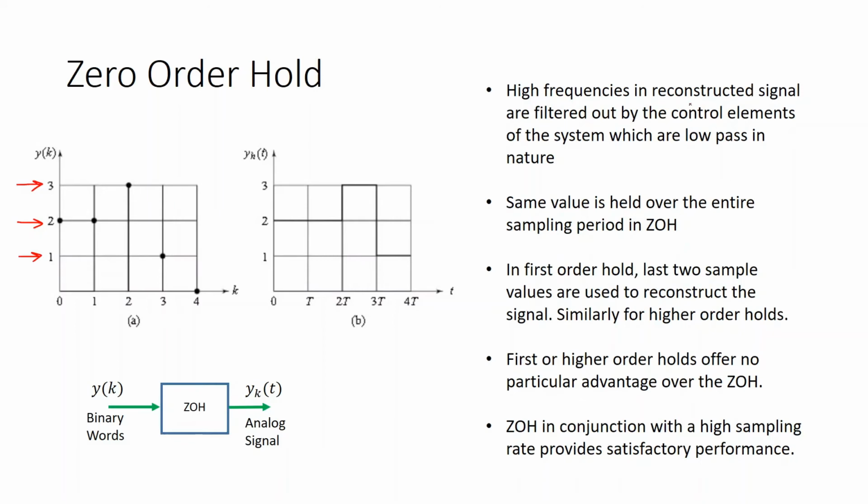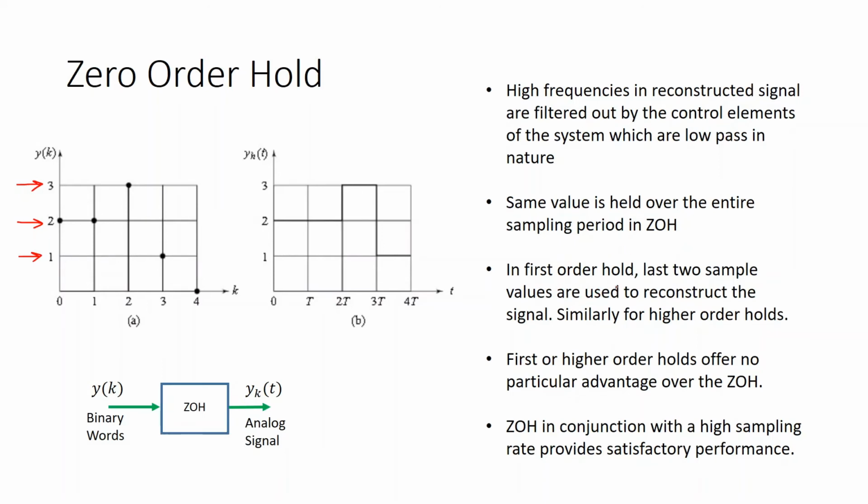Okay, so you read this portion where you have several points regarding zero order hold. You can see that there are high frequency signals here, a rapid jump between the signals. This is a very high frequency jump, but these high frequencies are filtered out by the system itself, because systems are inherently low pass in nature. So these high frequency signals do not matter.